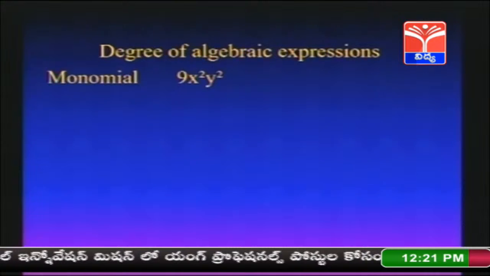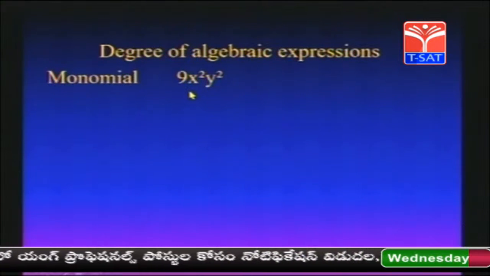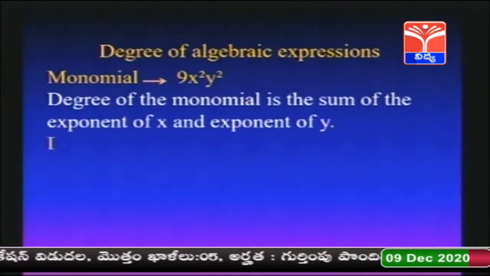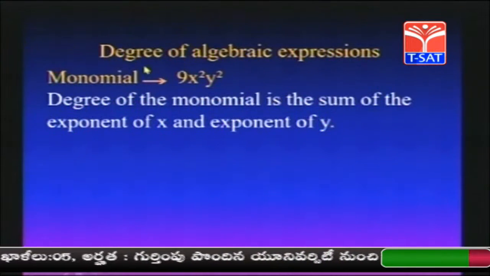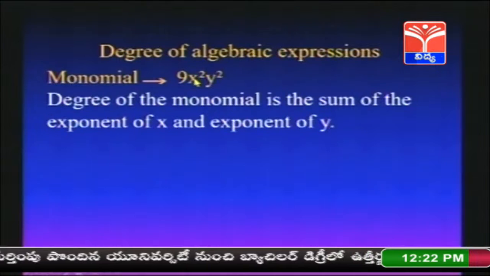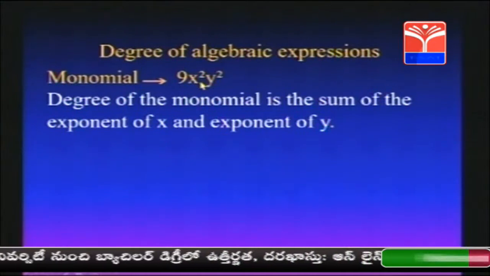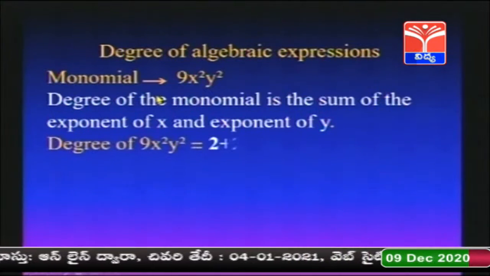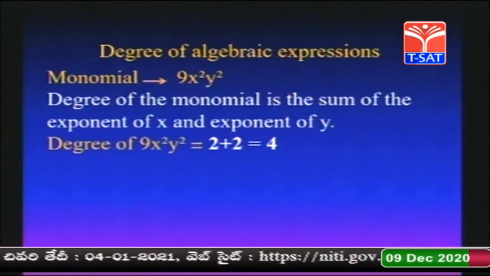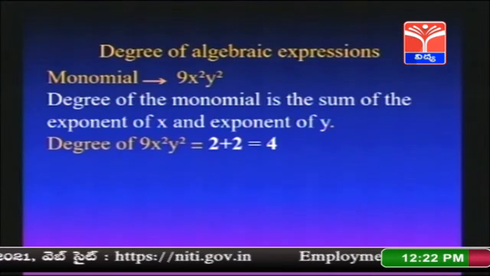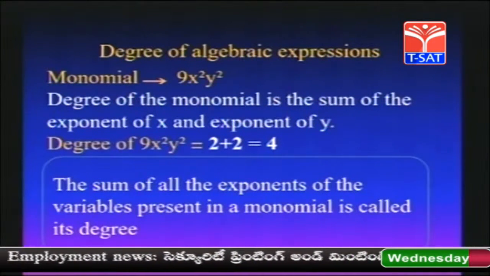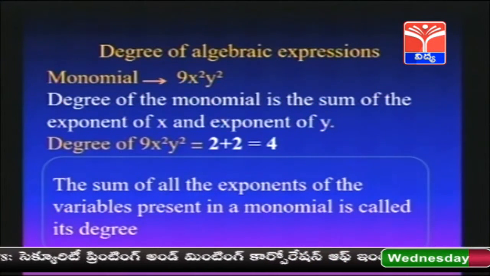Let us take one more example, 9x square y square. How do you write the degree of this particular expression? It is the sum of these two exponents. The exponent of x is 2 and the exponent of y is 2. So the degree of the term 9x square y square is 2 plus 2, that is equal to 4. The sum of all exponents of the variables present in a monomial is called its degree.